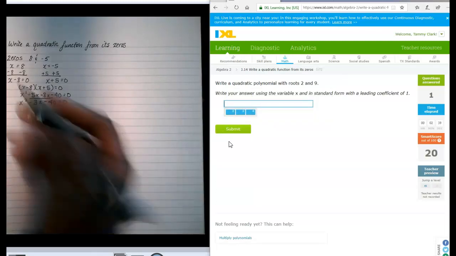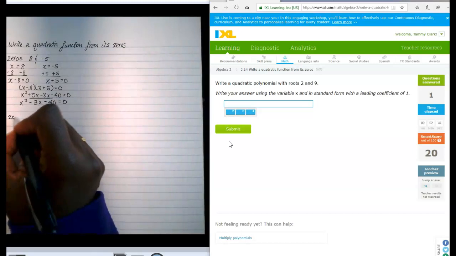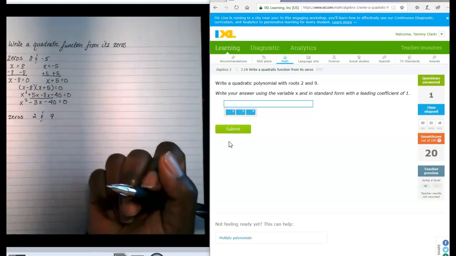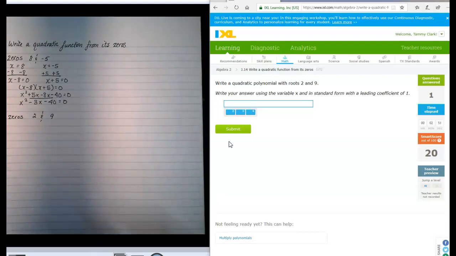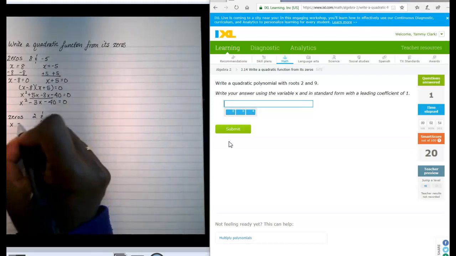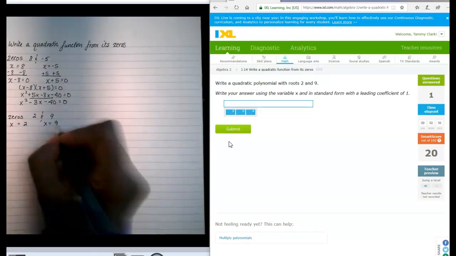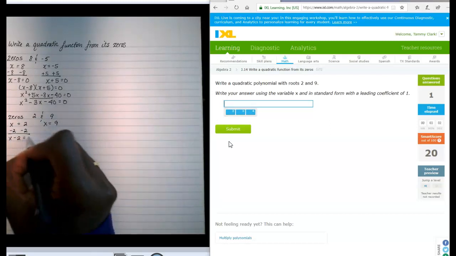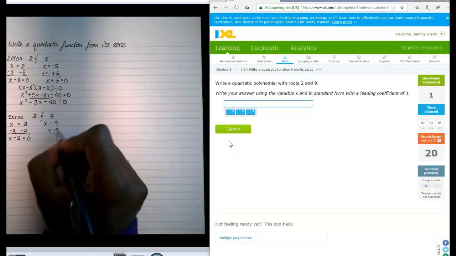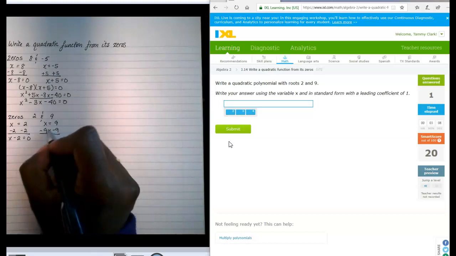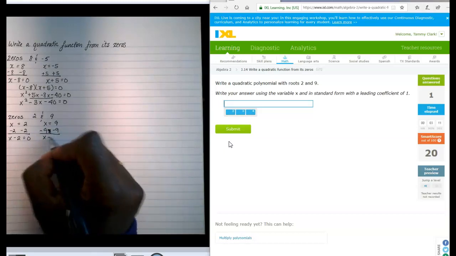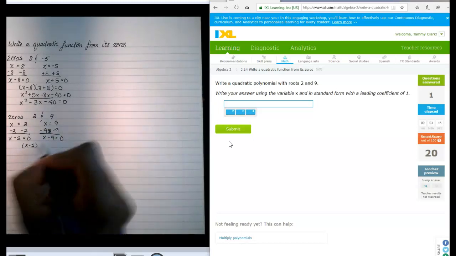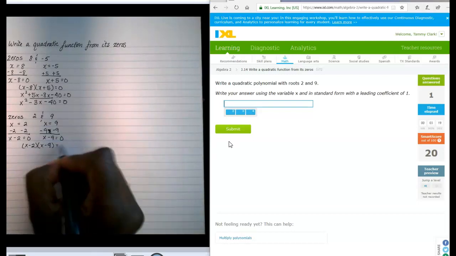All right, let's move on to the next one, number 2. So our zeros are 2 and 9. Zeros, roots, same thing, remember? So we're going to say x is equal to 2 and x is equal to 9. Subtract 2 from both sides of the equation. So we've got x minus 2 equals 0. And then minus 9 from both sides. X minus 9 is equal to 0. Set x minus 2 multiplied by x minus 9, set all of that equal to 0.